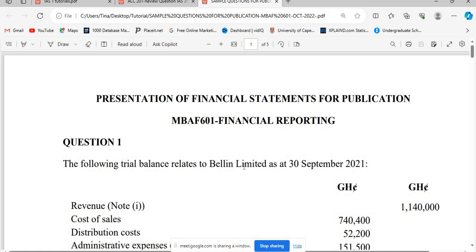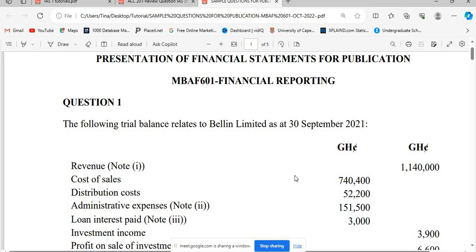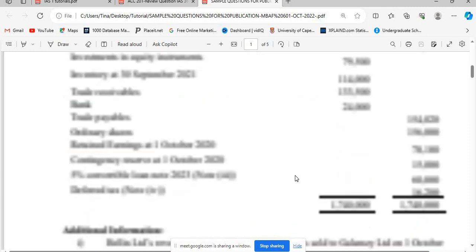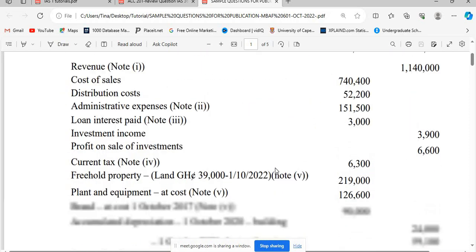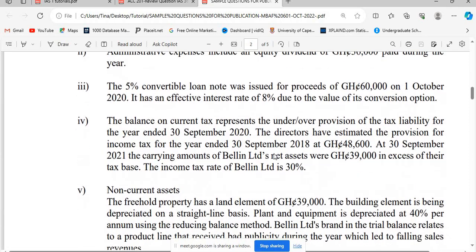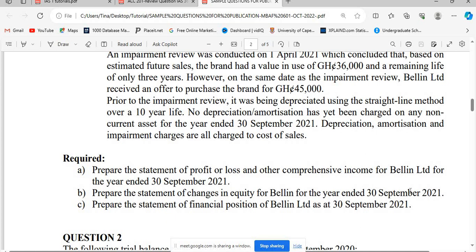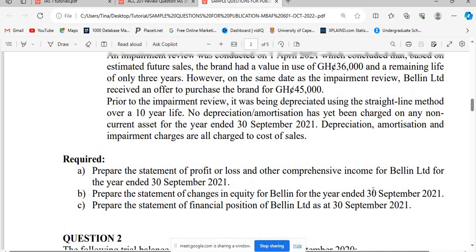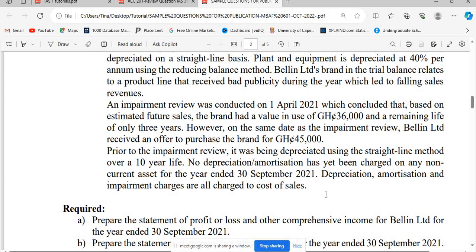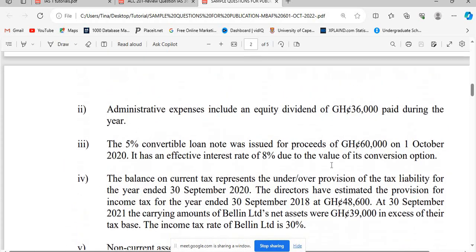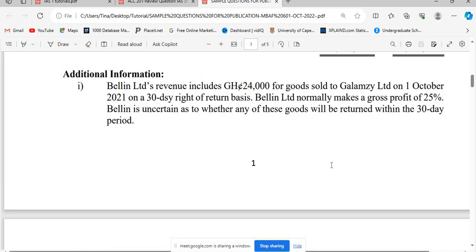Okay, so the first question is about Berlin Limited, statements as at 30th September 2021. Every financial statement is accompanied by additional information. The additional information must be adjusted to help us in preparing the statements required of us. We are required to prepare a statement of profit or loss and other comprehensive income for the year ended 30th September 2021, and also prepare statements of changes in equity and statements of financial position. Our financial position will tell us whether whatever we did is right or wrong, because it is a self-balancing account. The adjustments we do will tell us whether we've done the right thing or not.